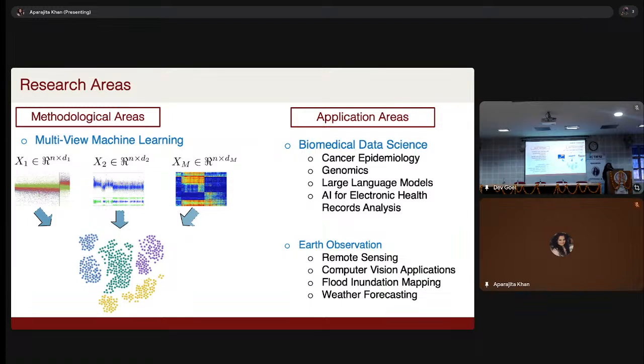But there is also this application area of interest, right? So in application area, that's where biomedical data science really fascinates me. So for example, I'm very interested in cancer genomics and cancer epidemiology, large language models, how large language models can be used to do electronic health record analysis and trying to generate real world data, real world evidence from electronic health records. The other would be computer vision and remote sensing based interest, but I'll not go into that.